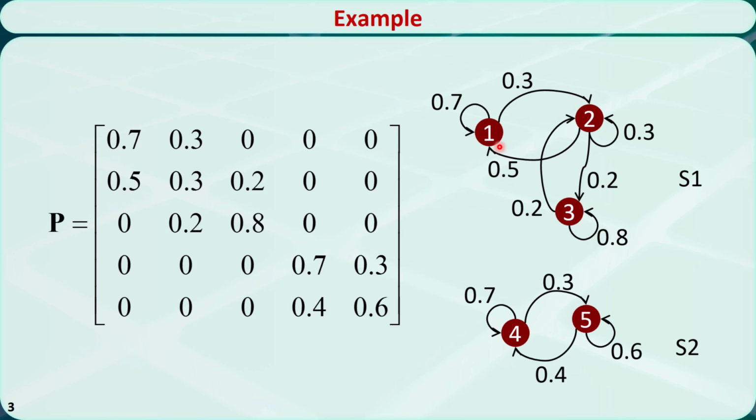Set S1, which contains 3 states, 1, 2, and 3, is a closed set. Set S2, which contains 2 states, 4 and 5, is also a closed set.